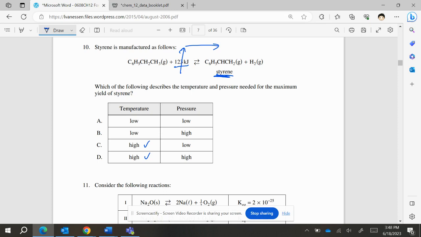Now, the next thing is that we're dealing with all gases right here. We have two gases on this side and one gas on that side. So if we increase the pressure, the reaction is going to want to make less pressure, or in other words, it's going to want to go to something that makes less pressure. So if we increase the pressure, it's going to shift back in this direction right here. And so we don't want that. So what we want to do is decrease the pressure. If we can lower the pressure, the reaction is going to want to make more gas. So we want a nice low pressure. And that's our answer right there.